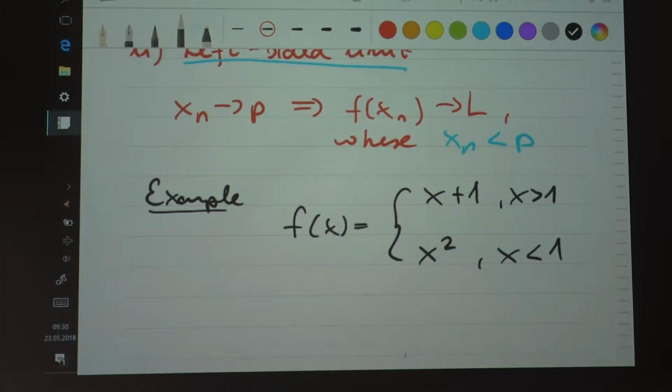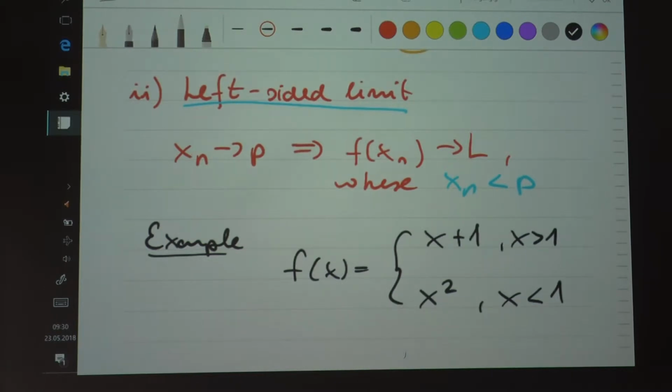Question, maybe a stupid one, but if you have a sequence which is described by 1 to the power of n plus 1, does this converge to 2? No, as n approaches infinity, this will converge to 0. 1 plus 1 over n converges to 0 as n approaches infinity.